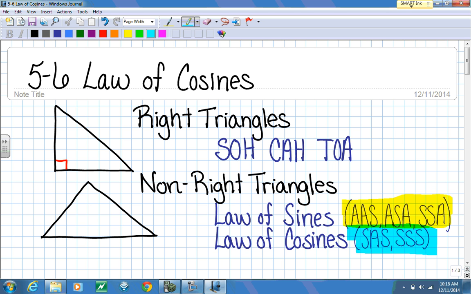The two situations that are going to come up today are when you have a side angle side situation, so the angle is between the two sides, or a situation where you're given all three sides, and that's when we're going to use our law of cosines.